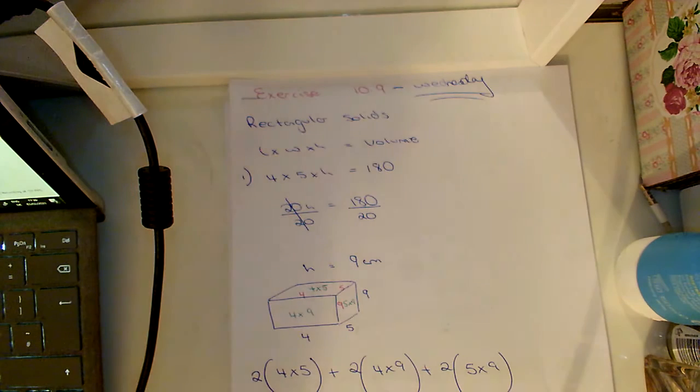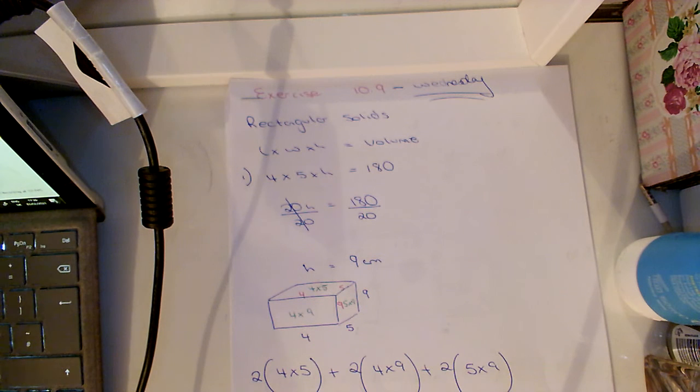Okay, so just going to run through exercise 10.9, question 1. It tells me here, fill in the table below, make sure you show all your workings, and the first one I'm doing is with rectangular solids. So I have to get either the length, breadth, height, volume or surface area.